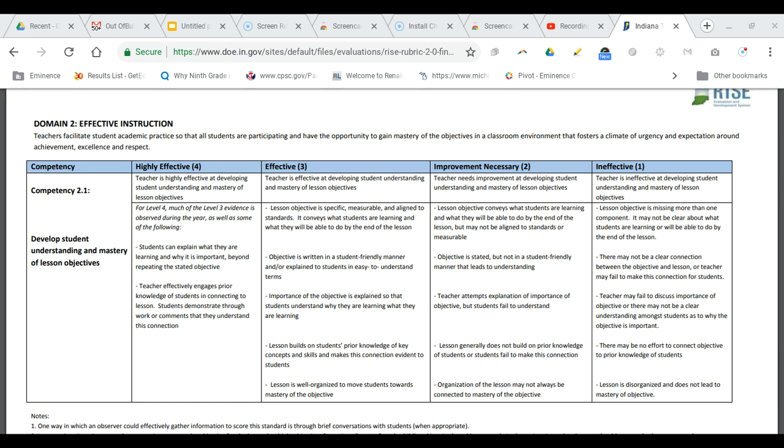I got cut off there. I'm using the free version of screencast-o-matic, and there's a 15-minute limit. So I do want to get back into the indicators related to Domain 2.